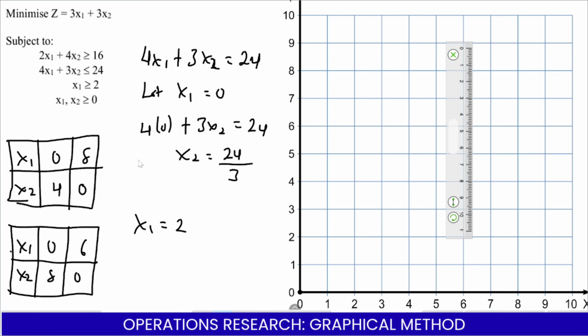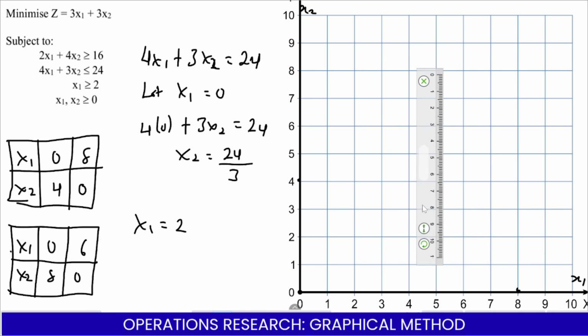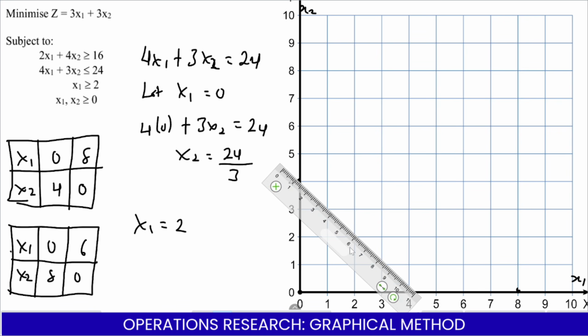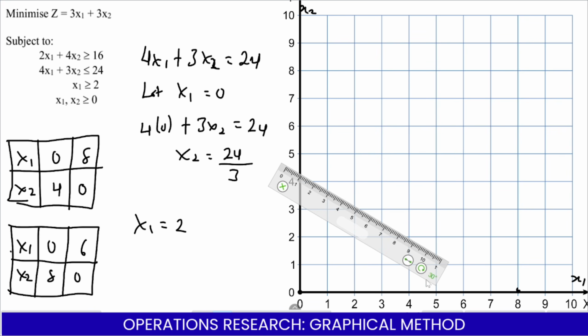So for the first constraint, let the x-axis be our x1 and this one be our x2. So when x1 is 0, x2 is 4. That's the point. And then when x1 is 8, x2 is 0. So that's the point. So 4 and 8. You draw a straight line to pass through these 2 points.